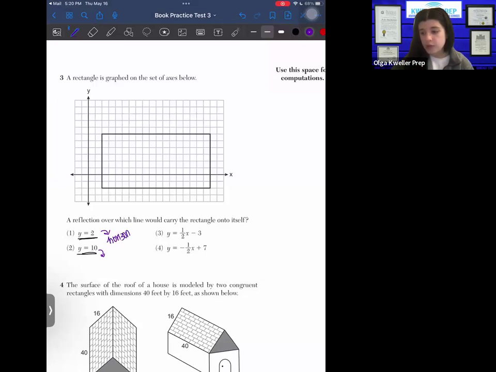So my technique for this question would be, it's easiest to start here, because these horizontal lines are easy. I don't have to deal with the y-intercept. I don't have to deal with the slope and think about it and reflect it over a diagonal. So let's start with these easy lines and see if either of these carry the rectangle onto itself. And if it does, then that's it, we're done, right? So let's start with, let's say, y equals 2.